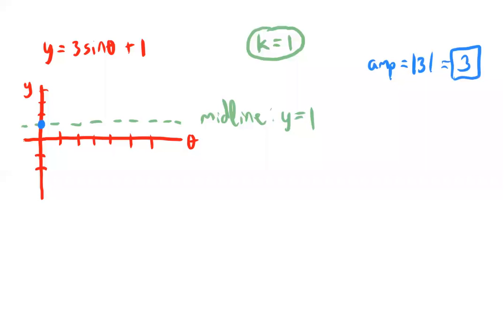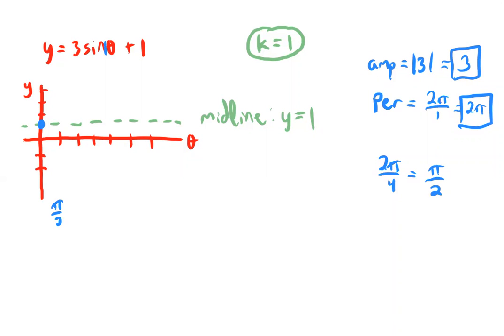The period, this one says it's in radians. It tells you that in the problem. So it's going to be 2 pi over b. So our b, there's an invisible 1 in front of the theta. So the period is just 2 pi. If you want to find the scale, you take your period and divide by 4, which is going to be pi over 2. So that means this would be pi over 2, and you keep adding pi over 2. So pi, 3 pi over 2, and then 2 pi.